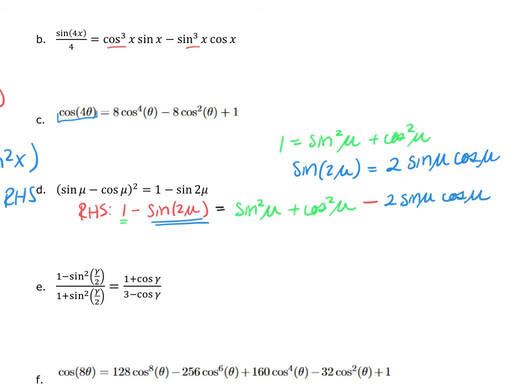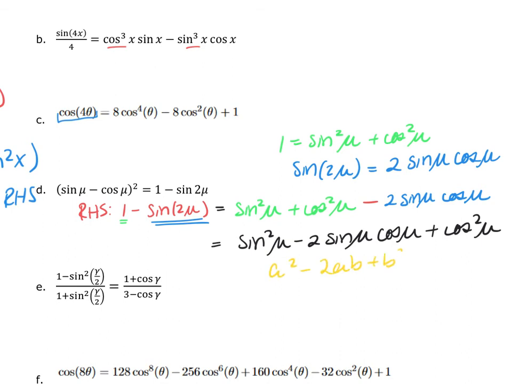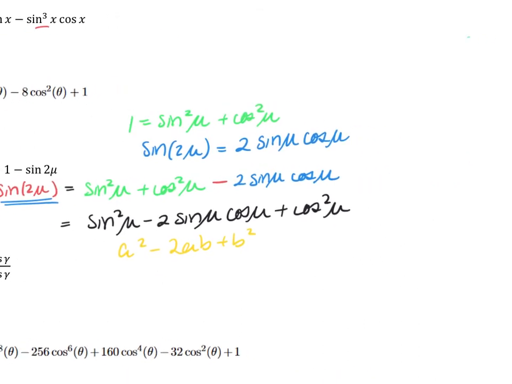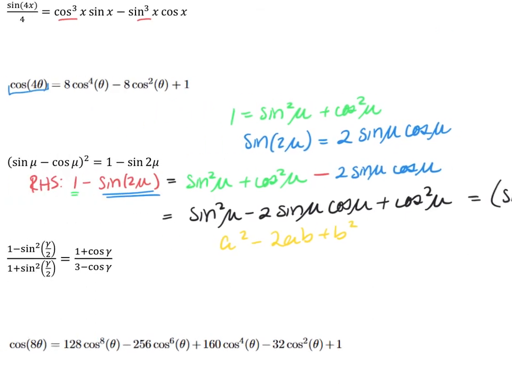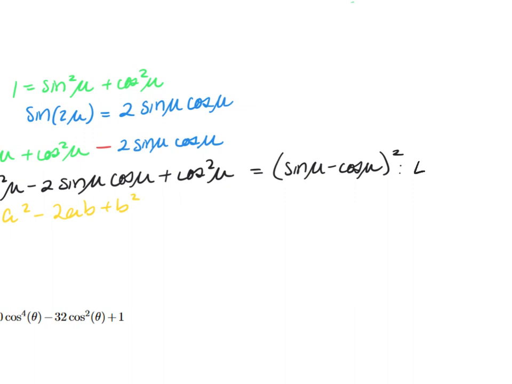And now I'm just going to rearrange it. So this is going to be equal to the sine squared mu minus 2 the sine mu cosine mu plus the cosine squared mu. This has the form a squared minus 2ab plus b squared. That means that it is a perfect square trinomial even though it doesn't look like it. So this then becomes the sine of mu minus the cosine of mu, the quantity squared, which gives me the left-hand side. So I chose the right-hand side, which is a little bit more involved than if I would have chosen the left-hand side.